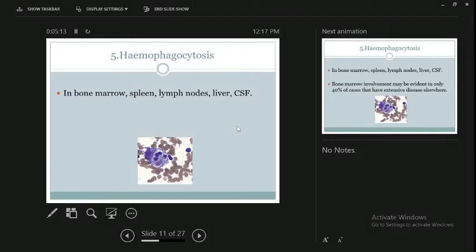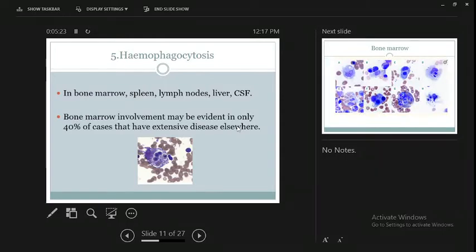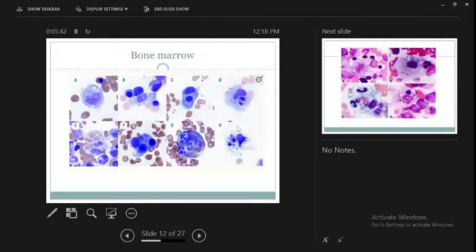Then coming to the most important criterion, which is hemophagocytosis. This is present not only in the bone marrow, it's present in spleen, lymph nodes, liver and CSF, right? Bone marrow involvement may be evident in only 40% of cases that have extensive disease elsewhere. Therefore, absence of hemophagocytosis in the bone marrow does not rule out HLH. So these are some photomicrographs of hemophagocytosis.